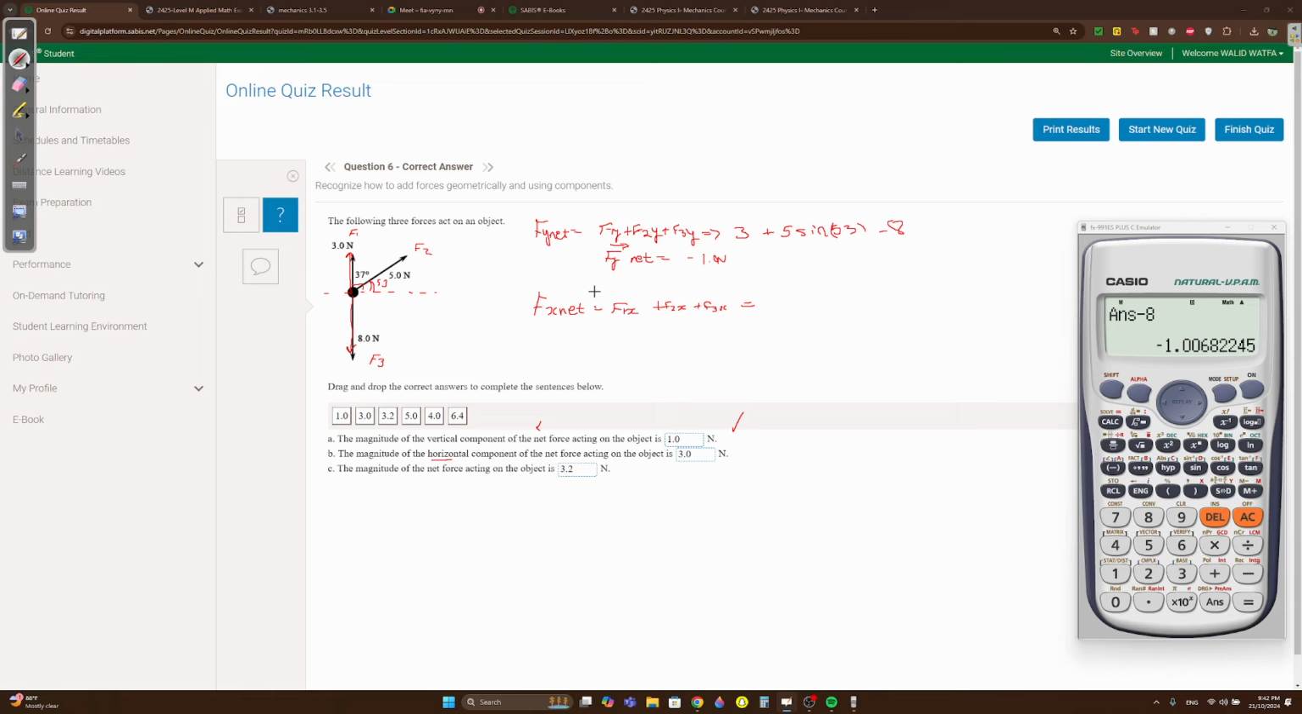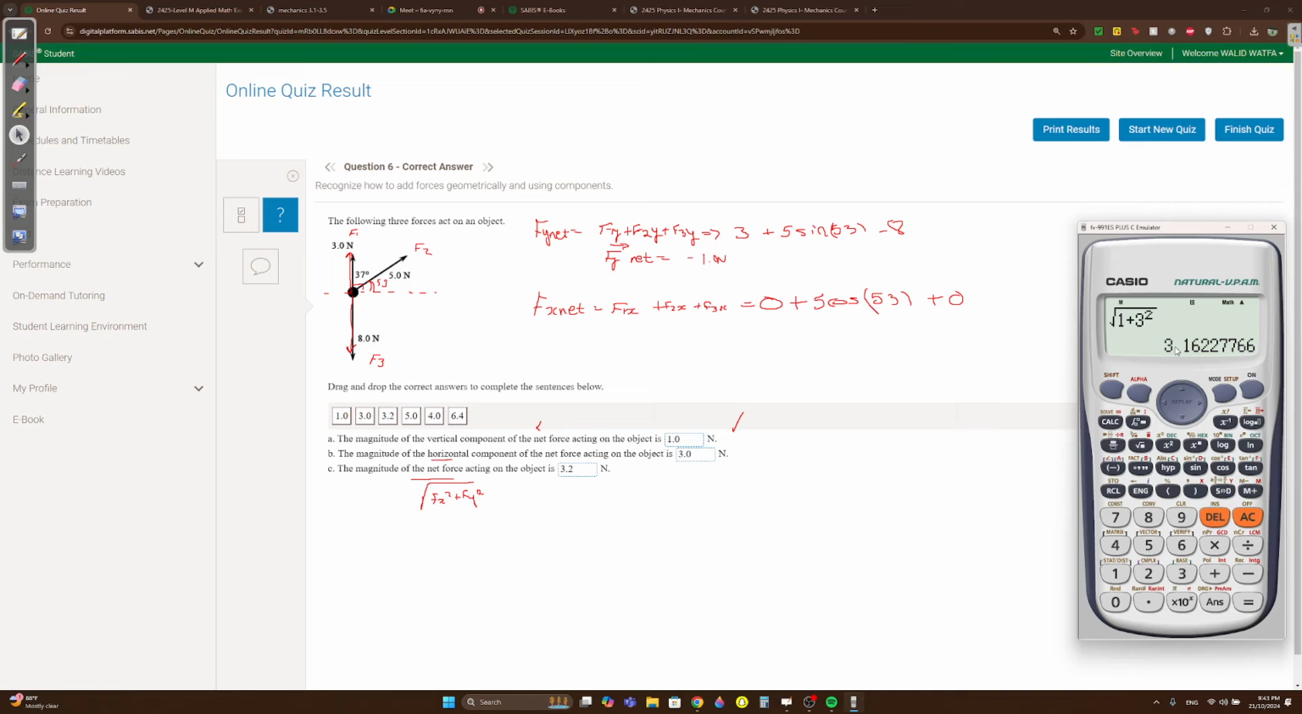Magnitude of the horizontal component, Fx net, is equal to F1x plus F2x plus F3x. F1x, does it have any x component? No, 0. F2x, does it have any x component? Yes, 5 cosine 53. F3x is 0. So you have 5 cosine 53. How much is it? 3.0. What's the magnitude of the net force? The total net force is going to be the square root of Fx squared plus Fy squared, so the square root of 1 squared plus 3 squared. You get 3.2.